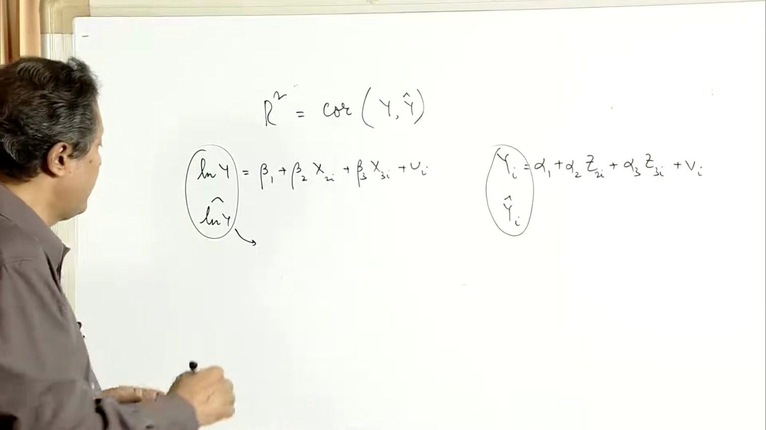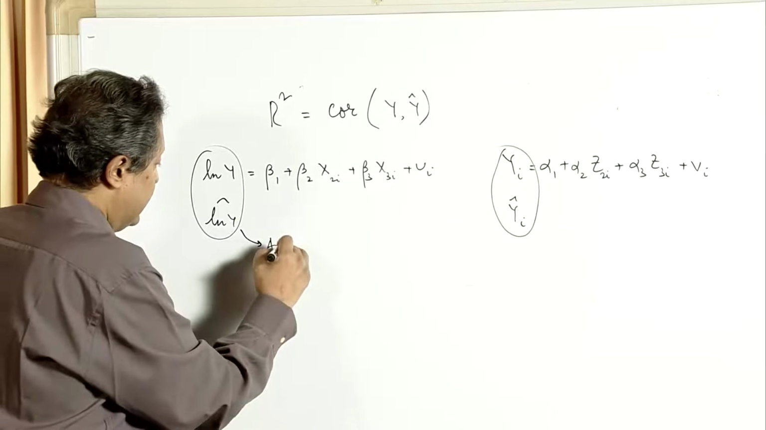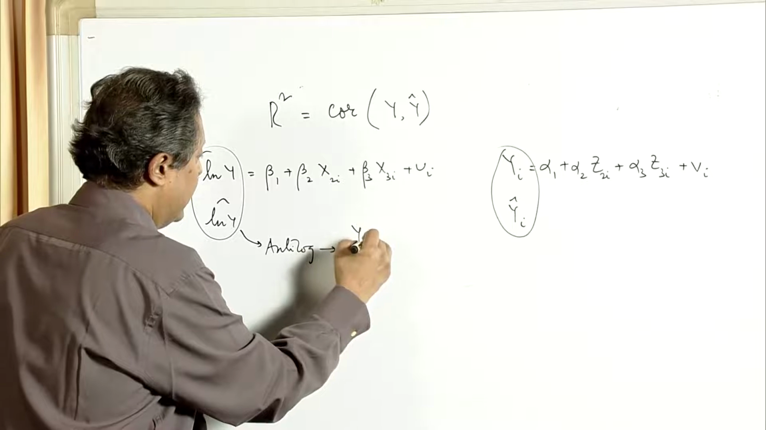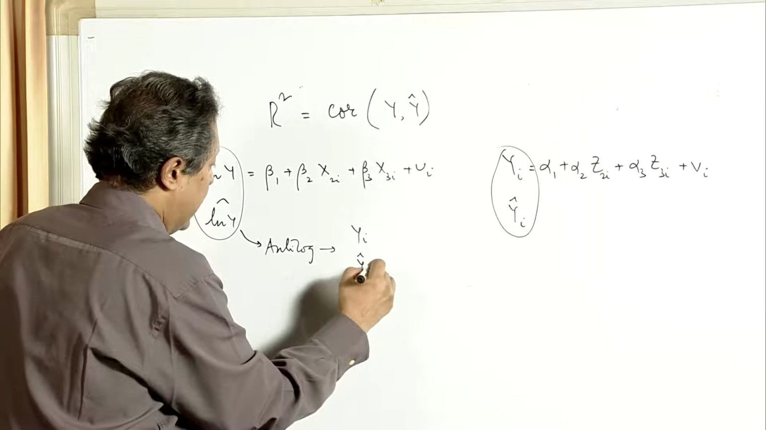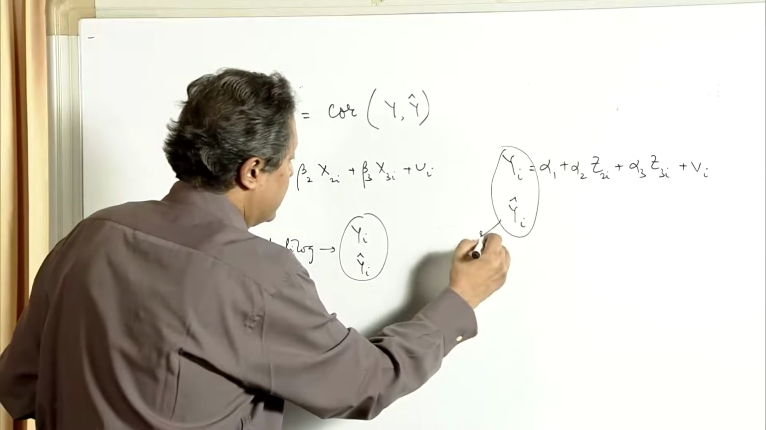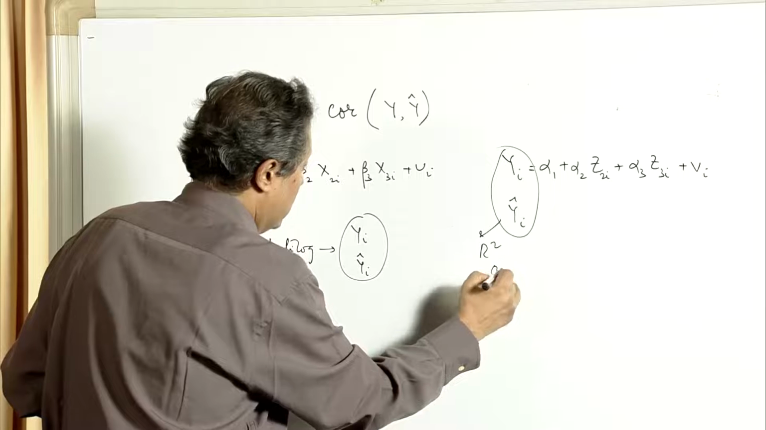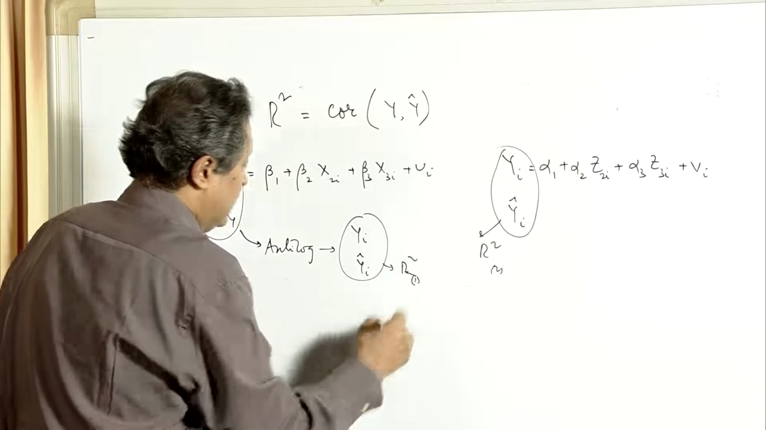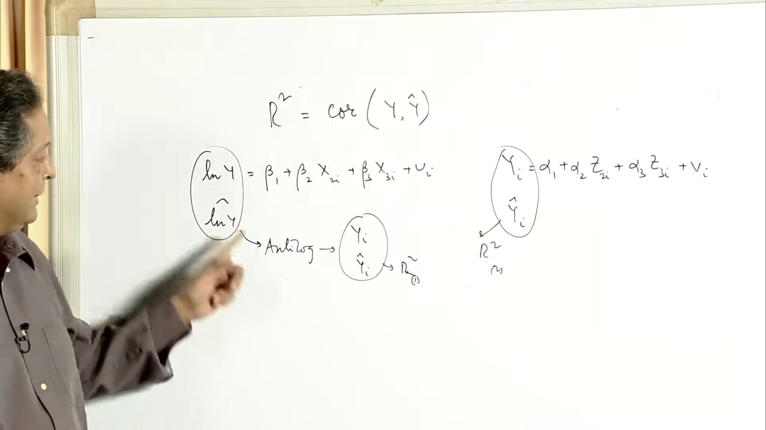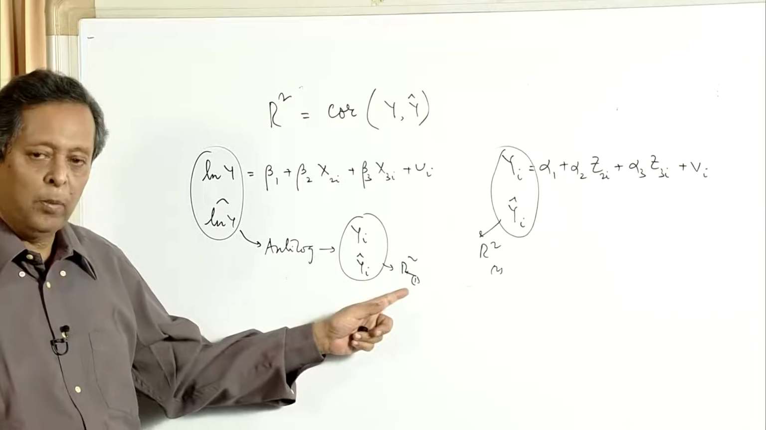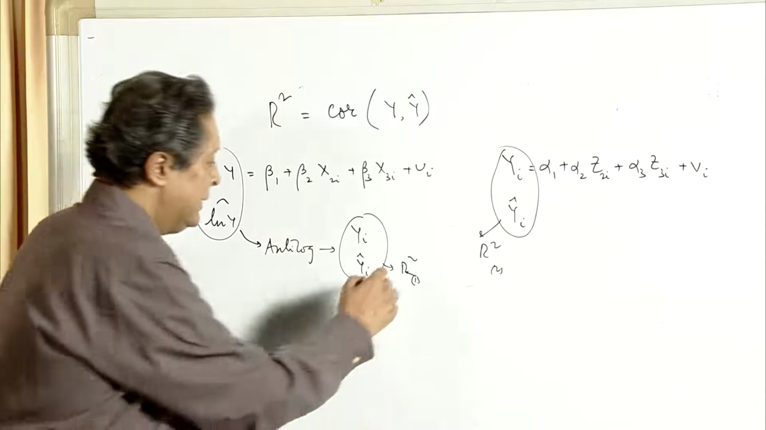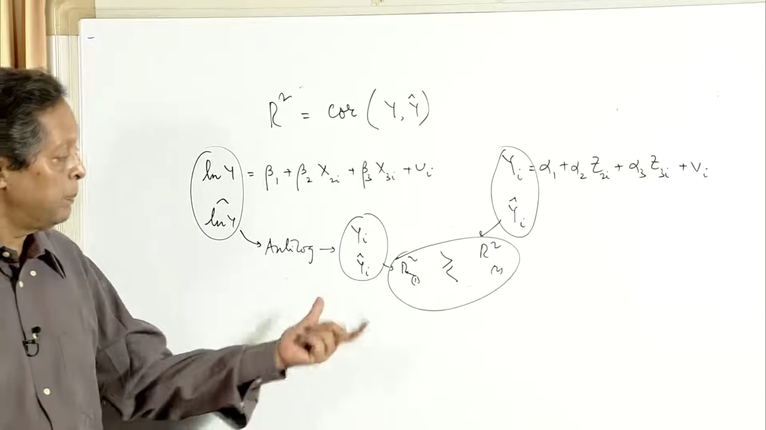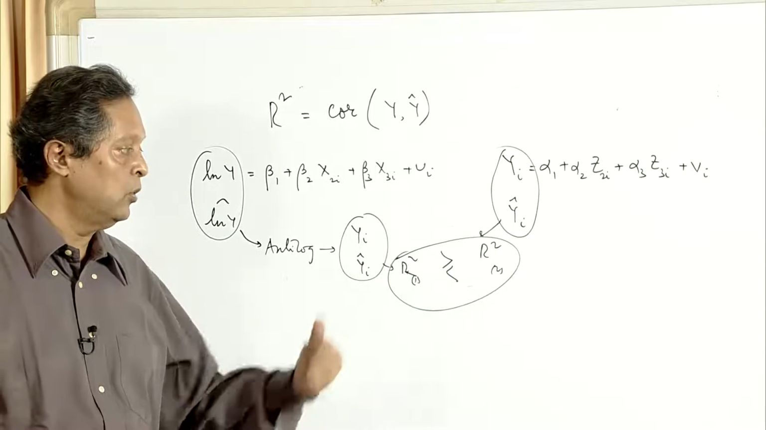What we can do is, from here we can take the anti-log and then we can get y i and y hat i, and then we can compare this with R square from model 2. So, that is R square from model 1. So, we can take the anti-log of this, then compute the correlation, and then only we can compare these two models, and we can perhaps go for the model which has a higher value of R square.